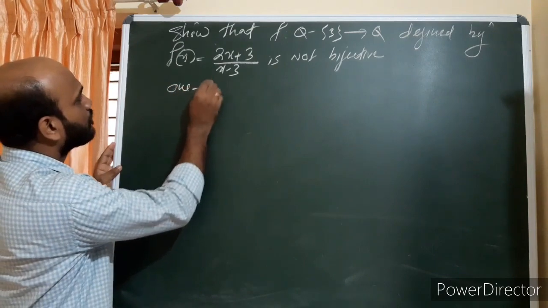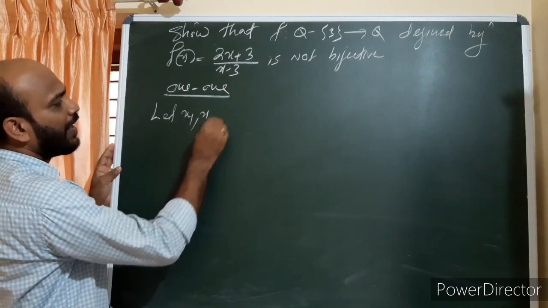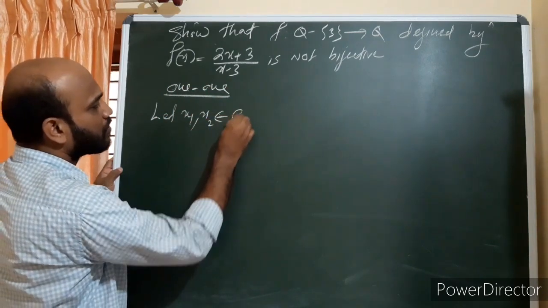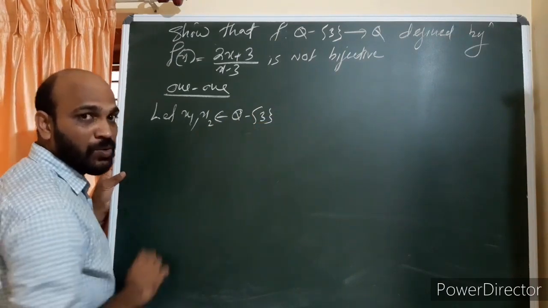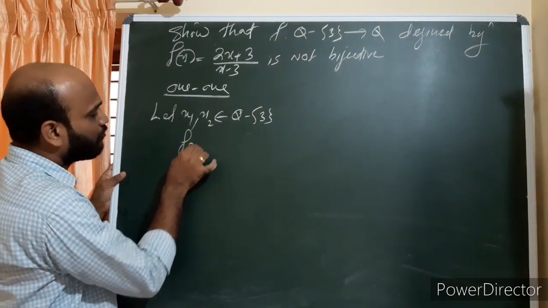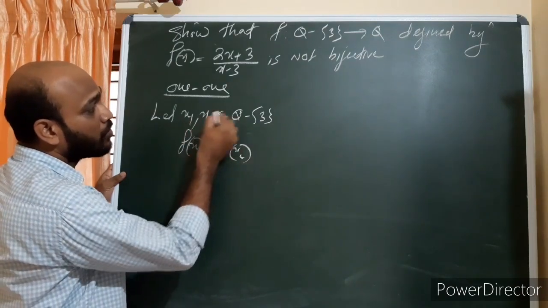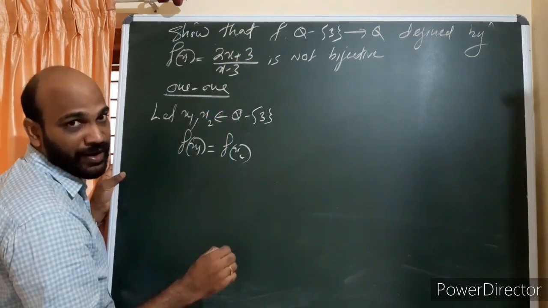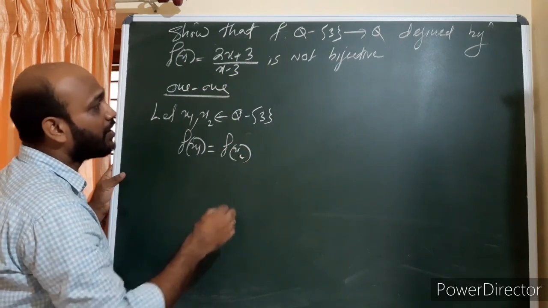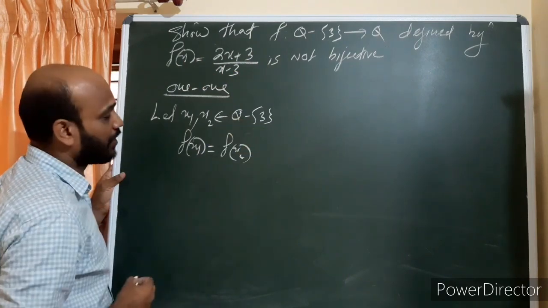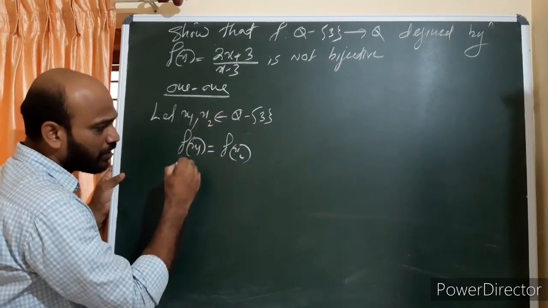1-1. Let x1, x2 belong to the domain, that is Q minus {3}. That means x1 and x2 are not equal to 3, such that f of x1 equals f of x2. If x1 or x2 equals 3, this function is not defined, because f of 3 will be (6 plus 3) by 0. That is why the domain is Q minus {3}. So let x1, x2 belong to Q minus {3} such that f of x1 equals f of x2.